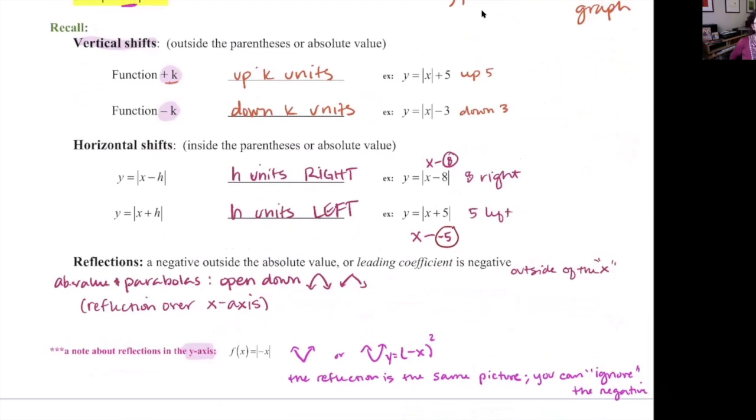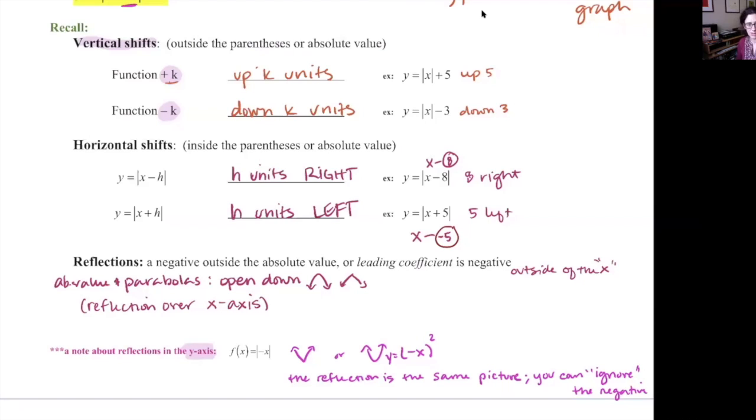Reflections, that's when you have a negative outside. I mean, yes, I know you can have it inside with the X, but we're going to talk about reflections over the X axis. If there's a negative outside the absolute value, or if the leading coefficient is negative, such as y equals negative x squared, they open down, okay? And it is a reflection over the x-axis.